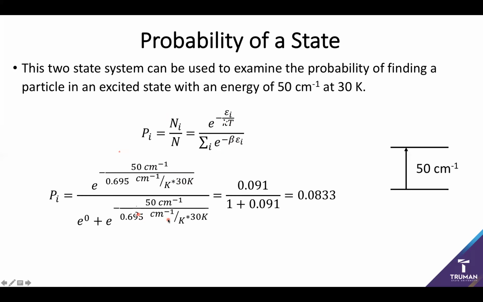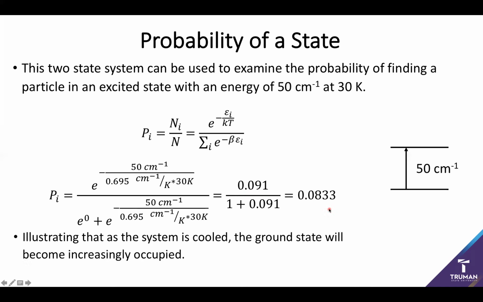Using this, we can then crunch the numbers, and we watch my numerator drastically drop down from about 0.8 to 0.091. So it goes way down. And doing this, it drops my probability down to about 0.08. So this means I'm down to about 8% of my particles in this excited state. This really helps sell that as the system becomes cooled, the ground state becomes increasingly occupied. One way of thinking about it is that my particles no longer have enough energy to regularly jump up. And this is going to become more and more true as the temperature goes down.